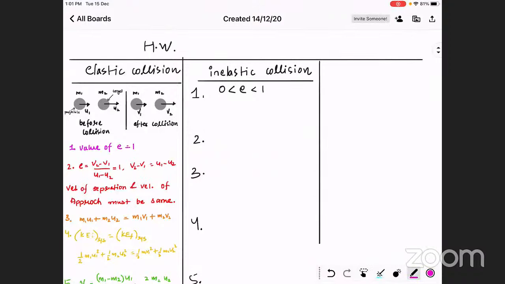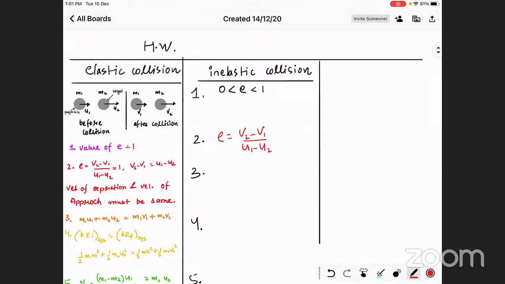Now the second value of e is between 0 to 1. ये हमने पहला डिफरेंस लिख दिया था. सेकंड डिफरेंस e के लिए हम क्या लिखेंगे? e is equal to velocity of separation upon velocity of approach, जो हो जाएगा v2 minus v1 upon u1 minus u2. याद है ना ये तुम लोग को, velocity of approach and velocity of separation.